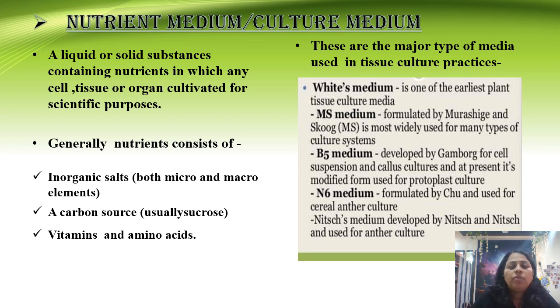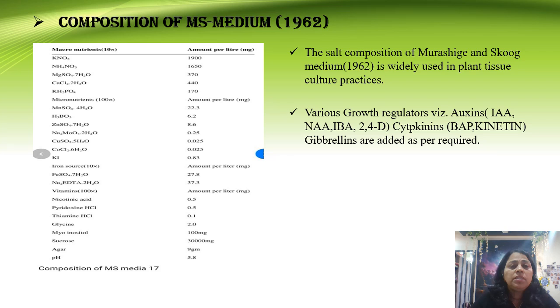Several media are used for plant tissue culture. These are White medium, MS medium, B5 medium and 6 medium. Among these media, the most popular medium used for plant tissue culture is MS medium, which was given by Murashige and Skoog in 1962. With this basic medium, various growth regulators like auxin, cytokinin, and gibberellin are also added as required.